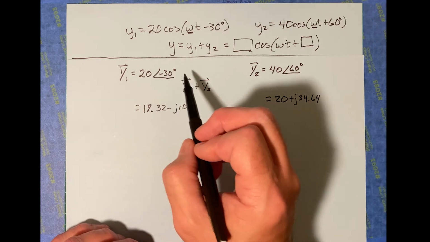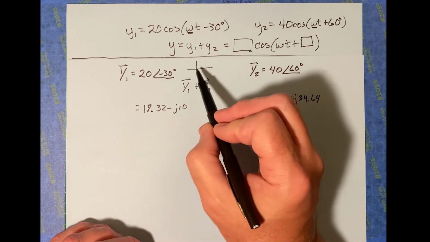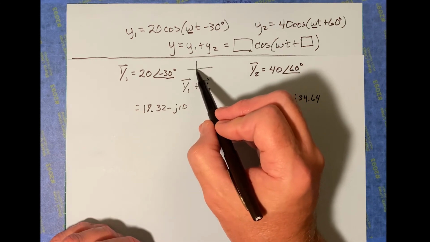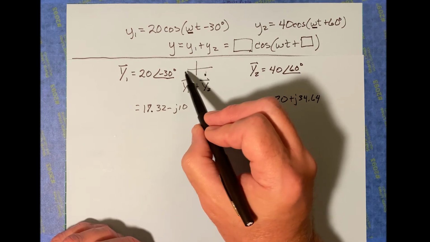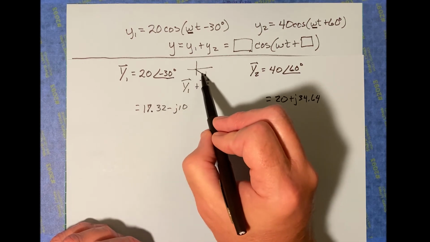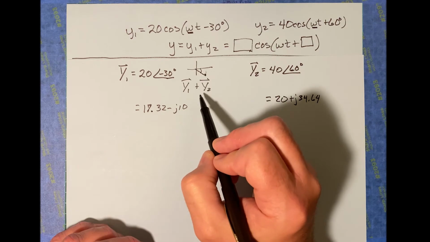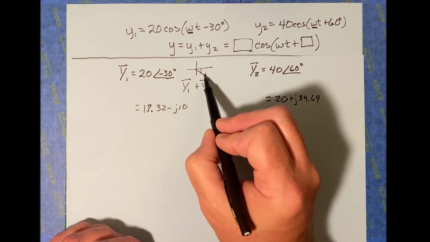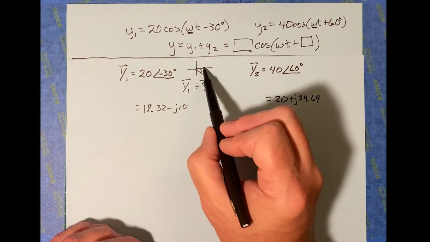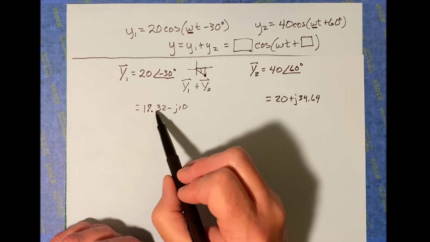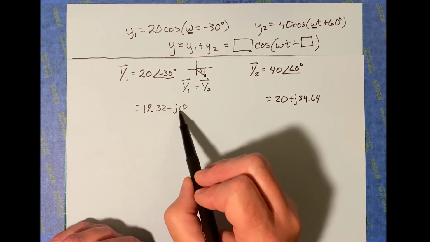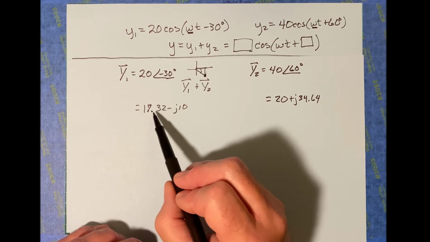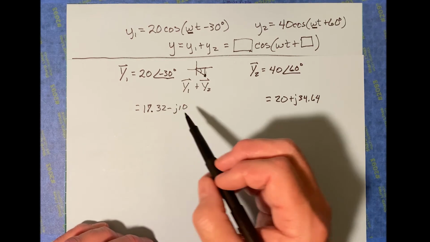This is 20 angle negative 30 degrees, so 20 is R, and it's going to be negative 30 degrees, so it's going to be down here somewhere. That's the 20 angle negative 30 degrees, to that point right there. So the X is going to be positive, but the Y is going to be negative. It's just a check to make sure that I'm in the right quadrant.